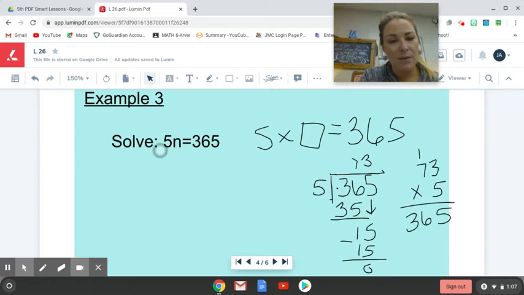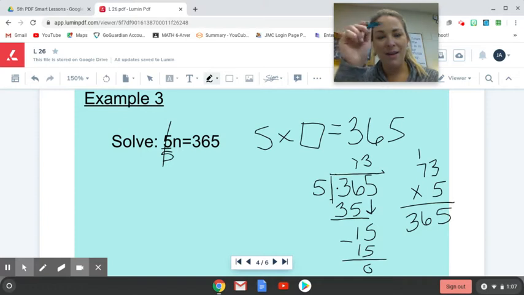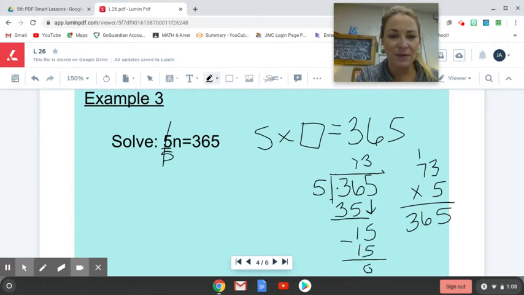So we would, oh, I lost my pen. We divide by 5, canceling that out. And whatever I do on one side of the equal sign, I have to do on the other side. So if I divide by 5 on this side, I have to do the same over here. So take a look at that.